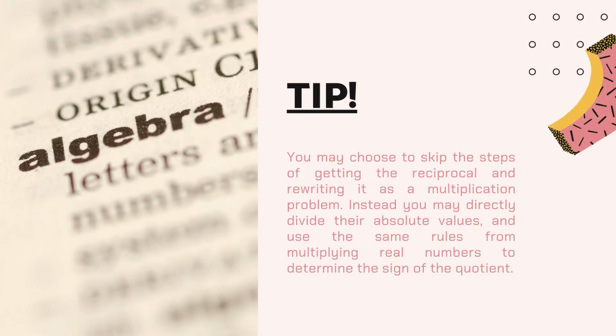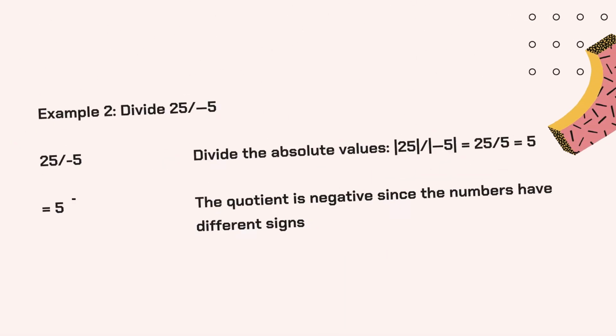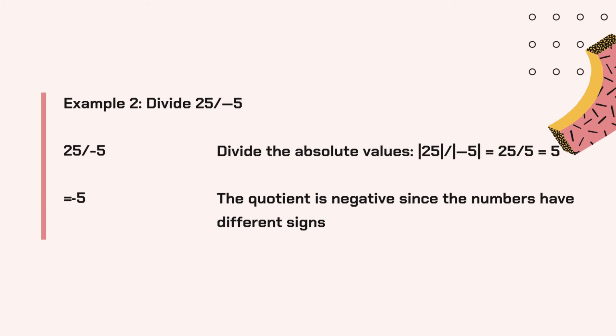Tip: you may choose to skip the steps of getting the reciprocal and rewriting it as a multiplication problem. Instead, you may directly divide their absolute values and use the same rules from multiplying real numbers to determine the sign of the quotient. For example, divide 25 and negative 5.